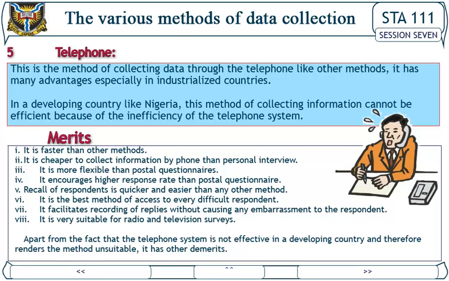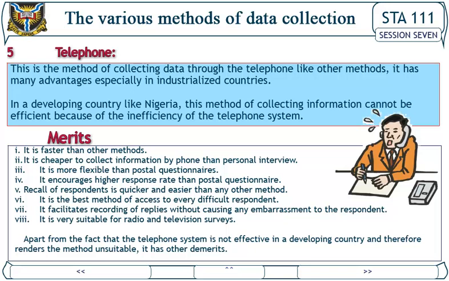Merit. It is faster than other methods. It is cheaper to collect information by phone than by personal interview. It is more flexible than postal questionnaires. It encourages a higher response rate than postal questionnaires. Recall of respondents is quicker and easier than with any other method. It is the best method of access to a difficult respondent. It facilitates recording of replies without causing any embarrassment to the respondent. It is very suitable for radio and television surveys.